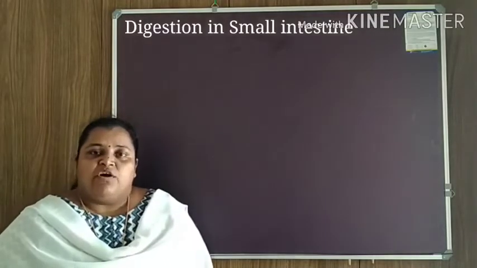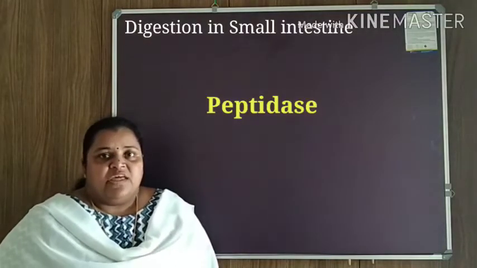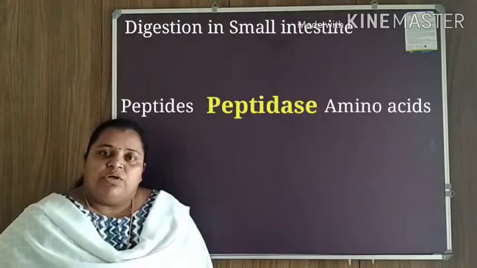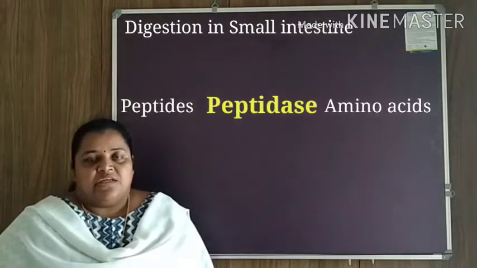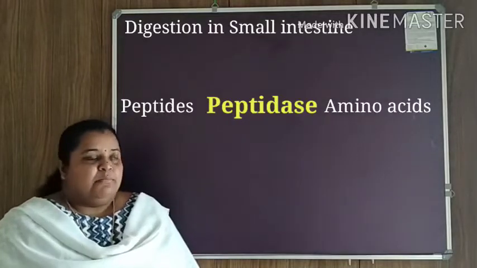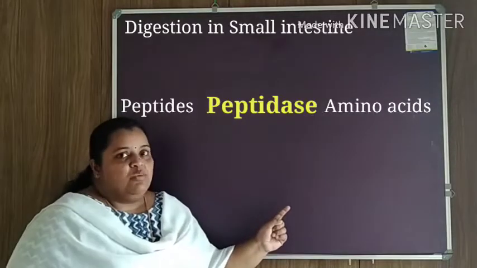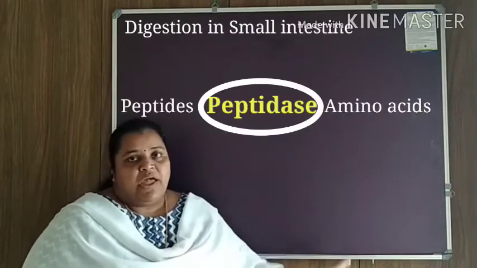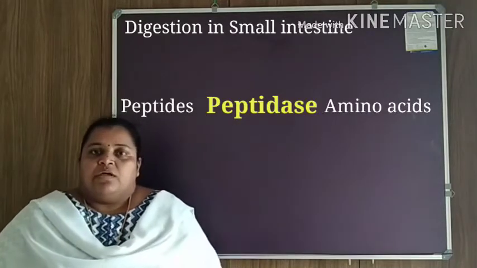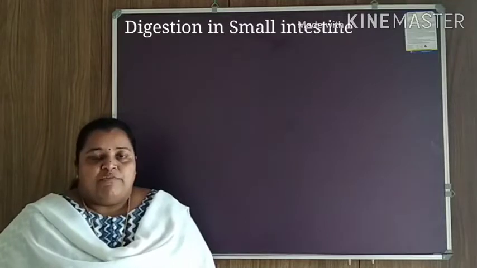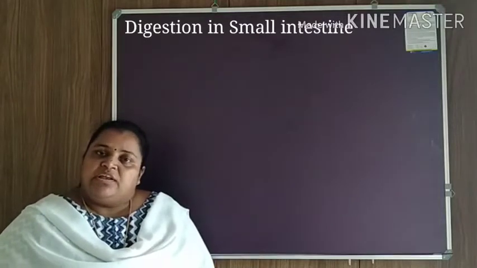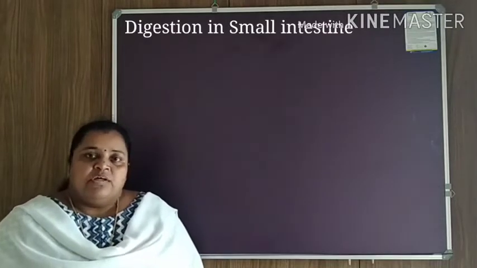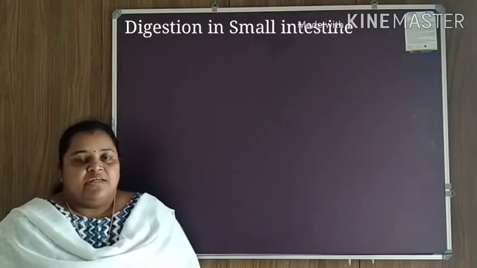The function of peptidase is that it converts peptides into amino acids. By the action of the enzymes in intestinal juice, the digestion of food in the small intestine is completed.